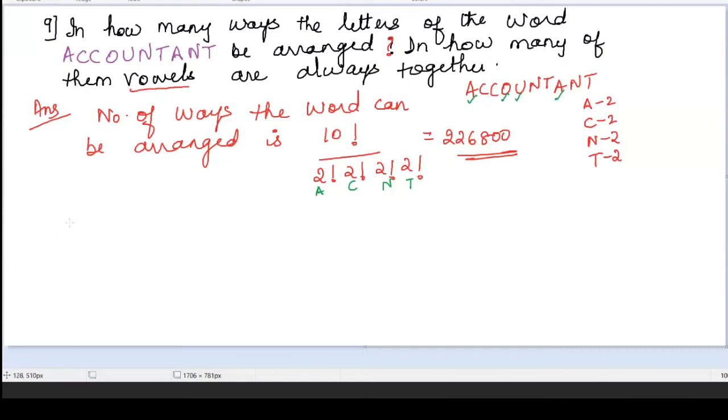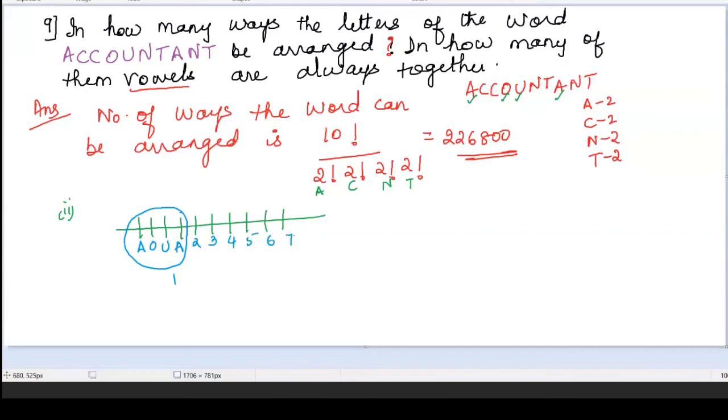Second one in this. So vowels are always together. So out of here, I think there are 10 letters. You all told me 10 letters. 1, 2, 3, 4, 5, 6, 7, 8, 9, 10. So out of this now, the vowels are A, O, U and A. So together means put them in one packet. So call this 1, 2, 3, 4, 5, 6, 7.